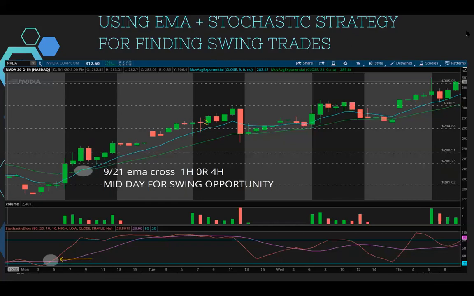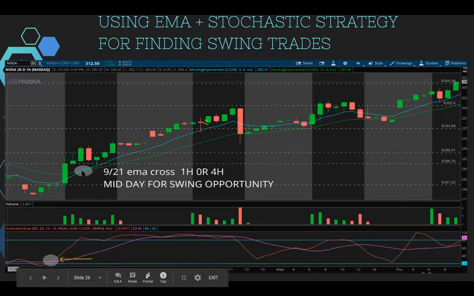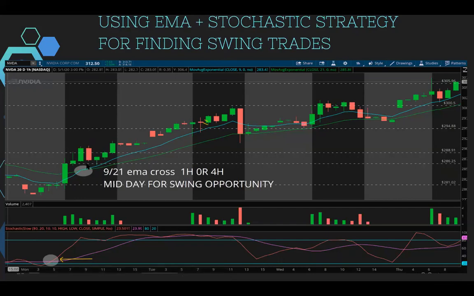Using EMA plus stochastic strategy for finding swing trades. This is an actual swing trade that we took. Shift in momentum down here, crossover up here. This is how you do this. You have to wait for the price to be midday. You wait for the price to be midday because you don't want to enter a swing as soon as the market opens. That's like the stupidest thing you can do. You wait until you see the price midday.